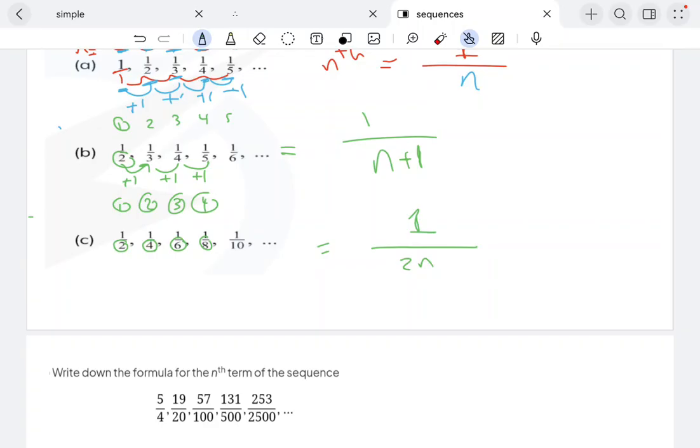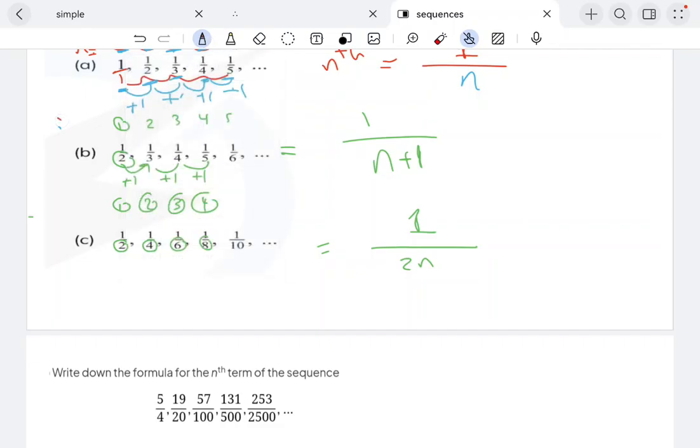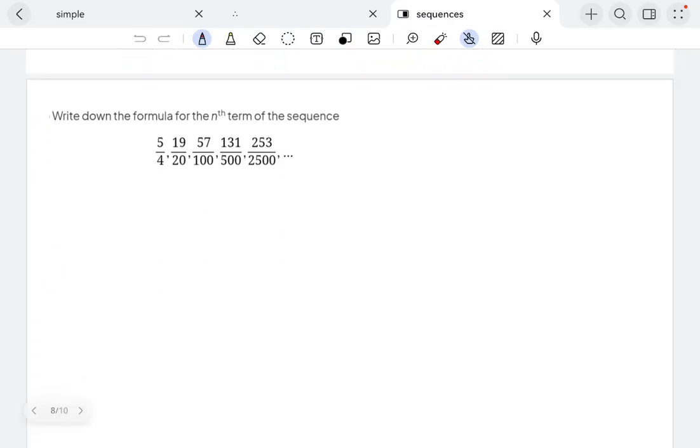It's 2 times n. Okay, amazing. Look, that's what I'm saying when you observe, when you notice something. But anyway, I can see now it's plus 2, plus 2, plus 2. So it's going to be 2n. Do we need an adjustment? Let's check. 2 times 1 is 2. 2 times 2 is 4. 2 times 3 is 6. 2 times 4 is 8. Done. So no need for an adjustment. It's 1 over 2n.